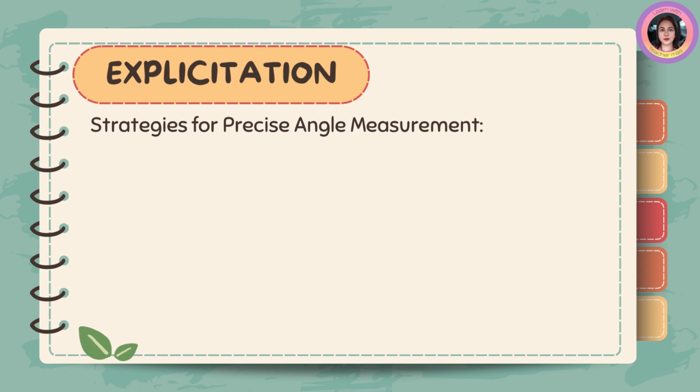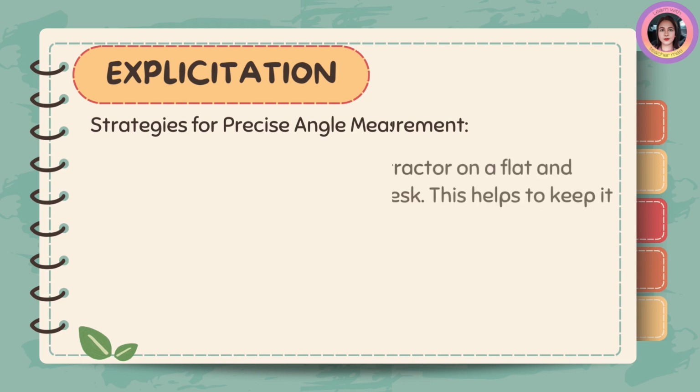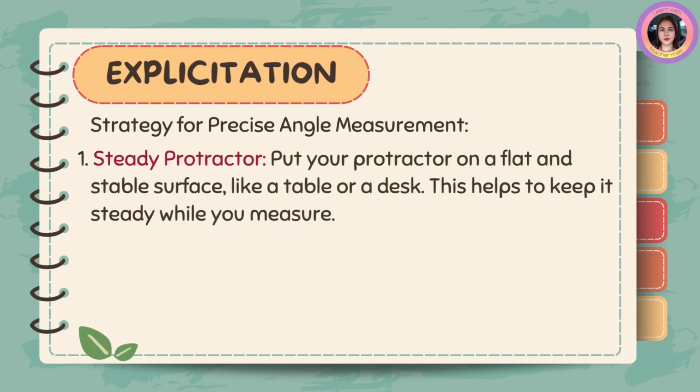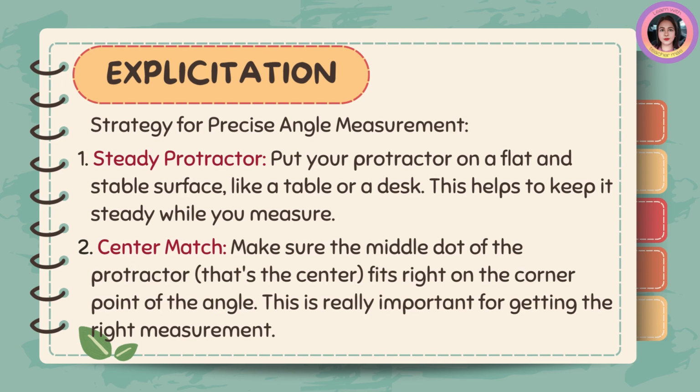These are the strategies for precise angle measurement. Number 1, steady protractor. Put your protractor on a flat and stable surface, like a table or a desk. This helps to keep it steady while you measure. Number 2, center match. Make sure the middle dot of the protractor, that's the center, fits right on the corner point of the angle. This is really important for getting the right measurement.